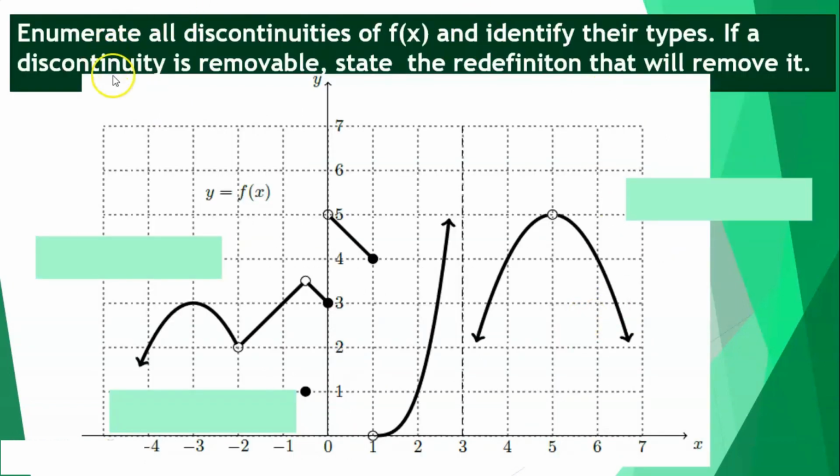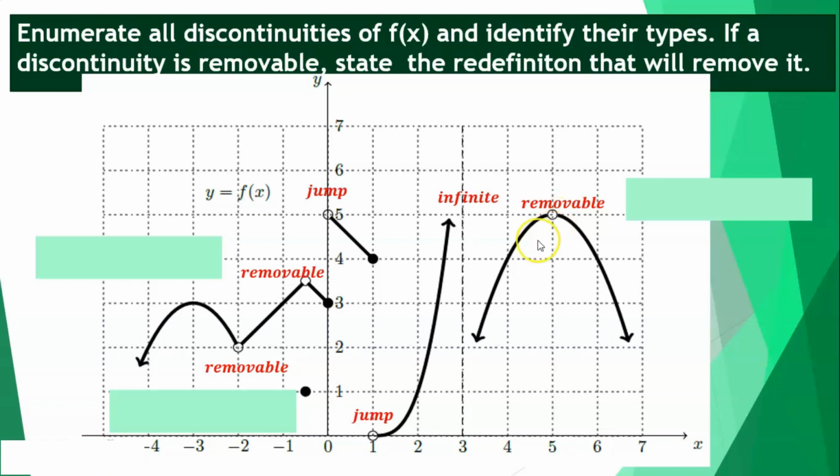Okay, so identify the different discontinuities here and identify their types. If removable, state the redefinition. For number 1, at this point, this is removable. At this point, it's also removable. At this point here, it is jump. At x equal to 1, it is also jump. At x equal to 3, it is infinite. And at x equal to 5, this is removable.